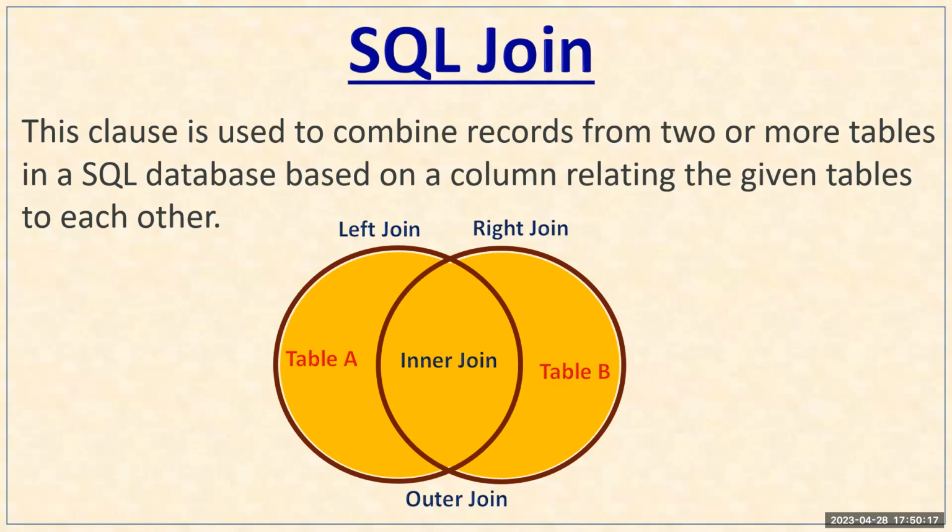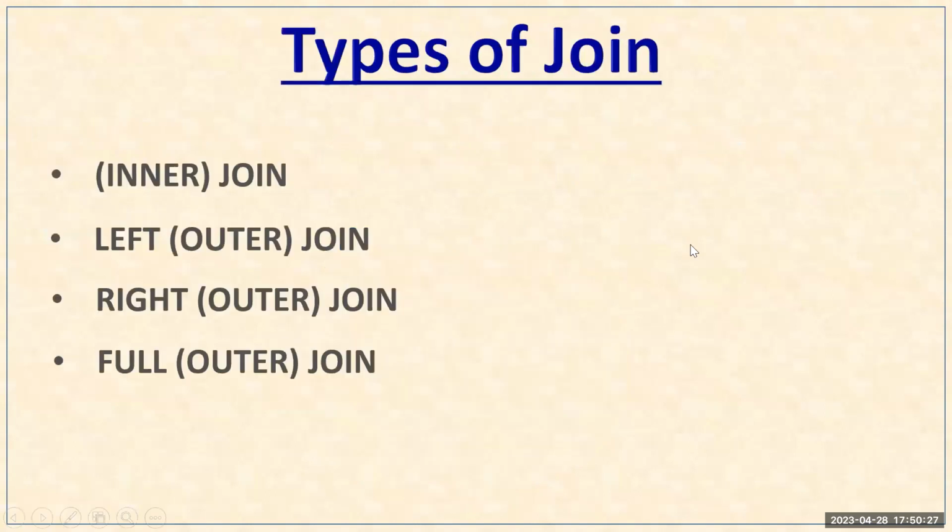In short, when we want to fetch the data from both the tables, there should be a common column in both the tables, and on the basis of that column we can fetch the records. So first, understand how many types of joins there are. There are four types of joins. One is called inner join, or simple join. Left outer join, or you can say left join. Right outer join, or we can also say right join. And last is full outer join, or we can say full join.